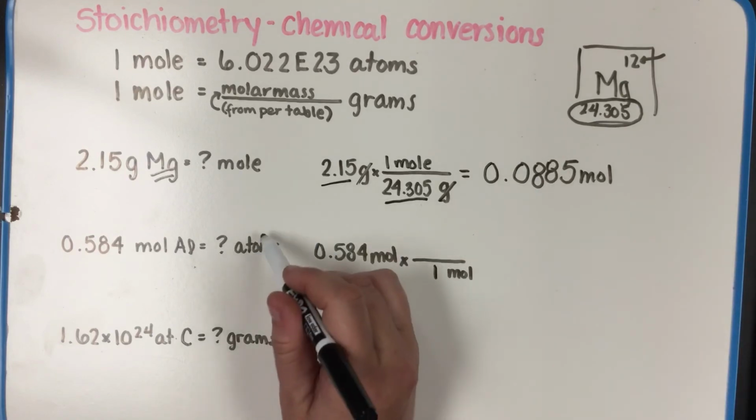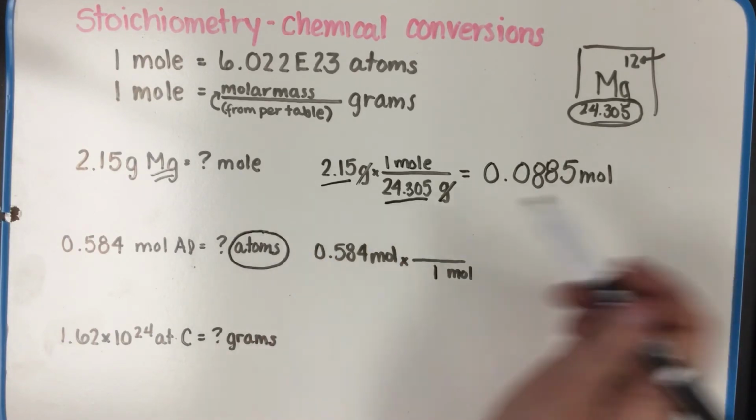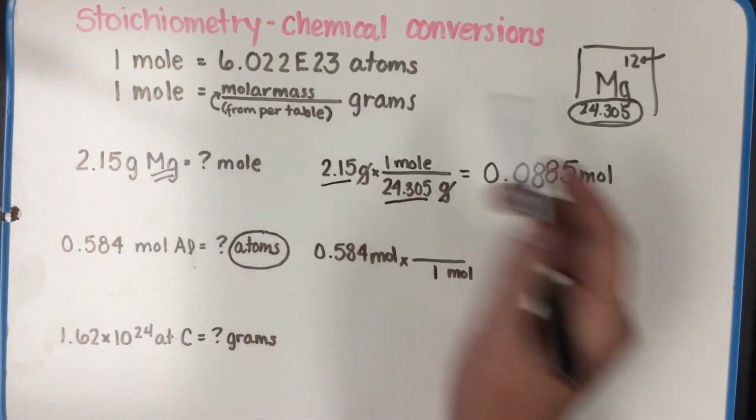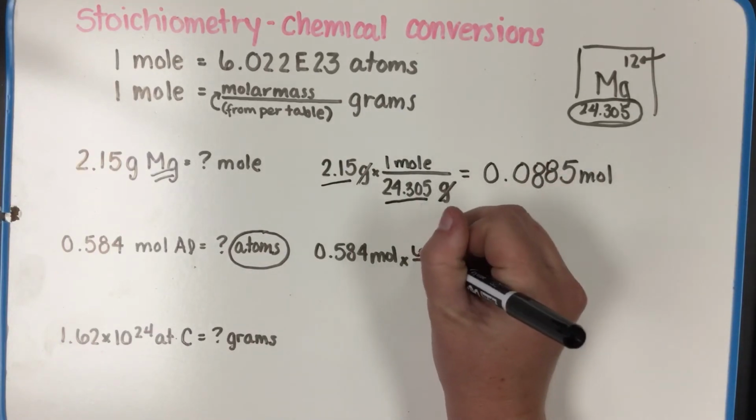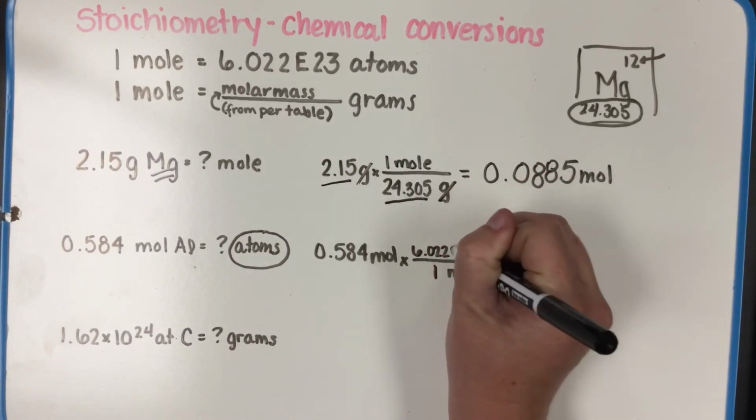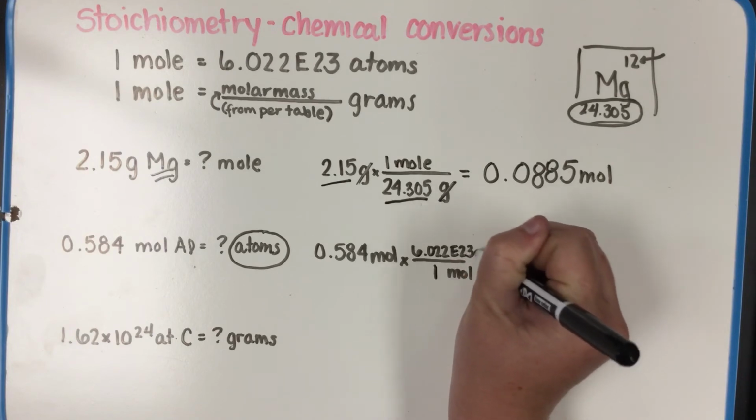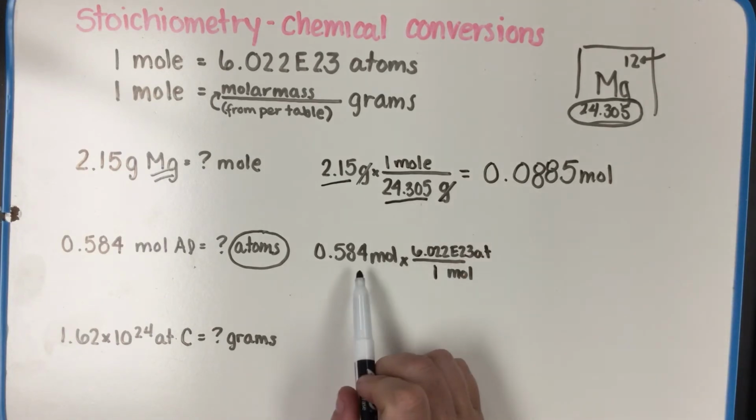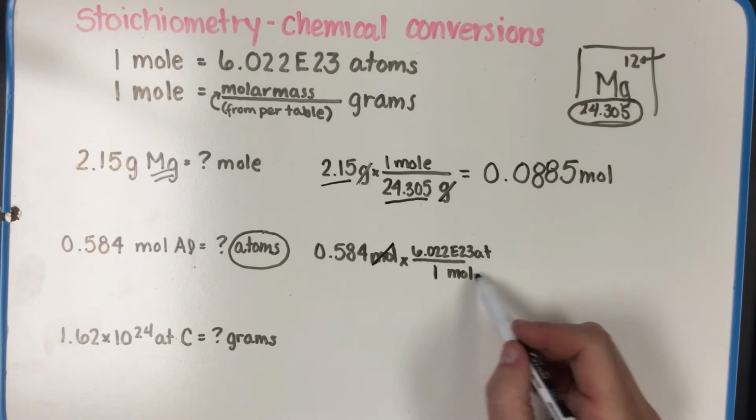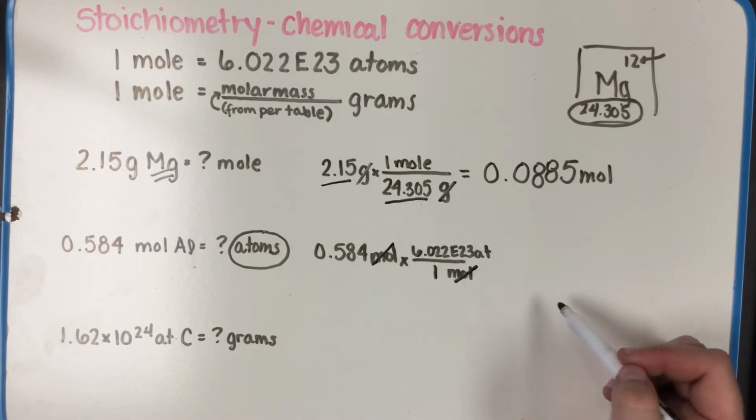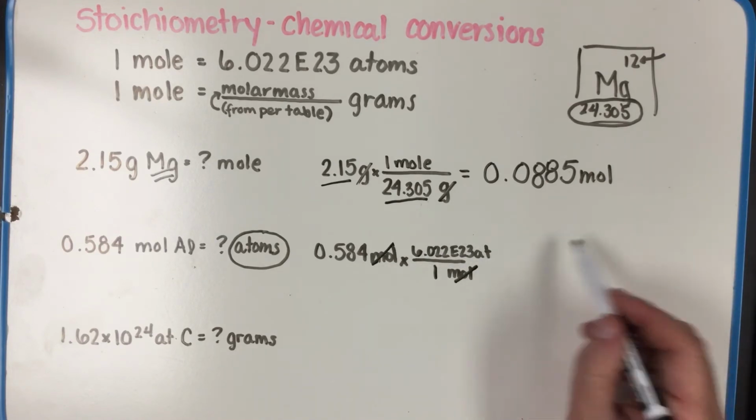And when you have a choice like that, you really should look and see what your goal is and see if one of your equalities gets you directly to that goal, which here Avogadro's number will do that for us. So we have 0.584 moles. The mole cancels the mole, and now we have Avogadro's number, which is in atoms on top.